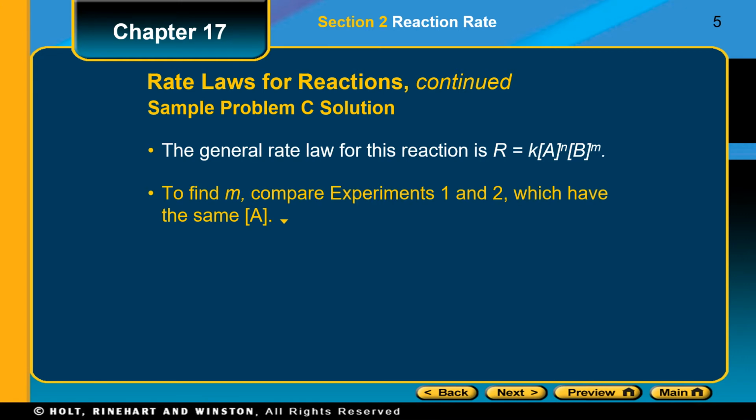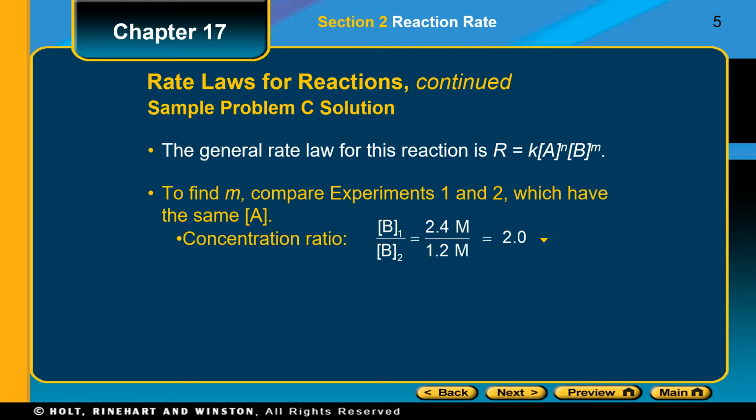Now, which one you work with first is really kind of up to you. In our slides here, we're starting out trying to find out what M is first. And to find out M, we're going to take experiments 1 and 2. Why? Because they have the same concentration of A. Because we're looking for how B changes, we need A not to change. So we couldn't try any other combination other than experiments 1 and 2.